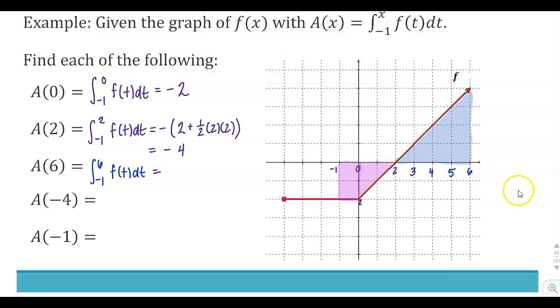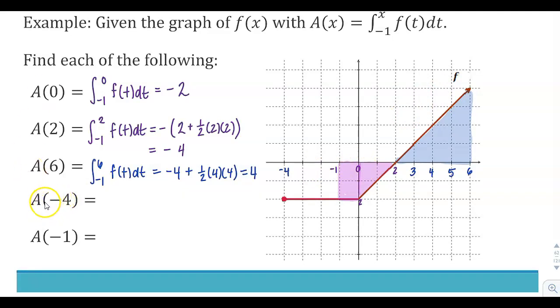So we already have that this whole region is -4 and this whole region is going to be positive. So I have -4 plus, now the base of this triangle is 4 units across and the height is 4 units up. So I have 1/2 base times height. So I have -4 plus 8, so I end up with a total area of +4.